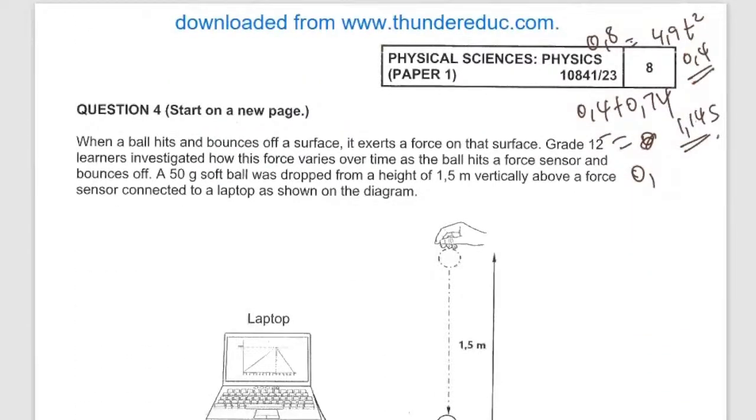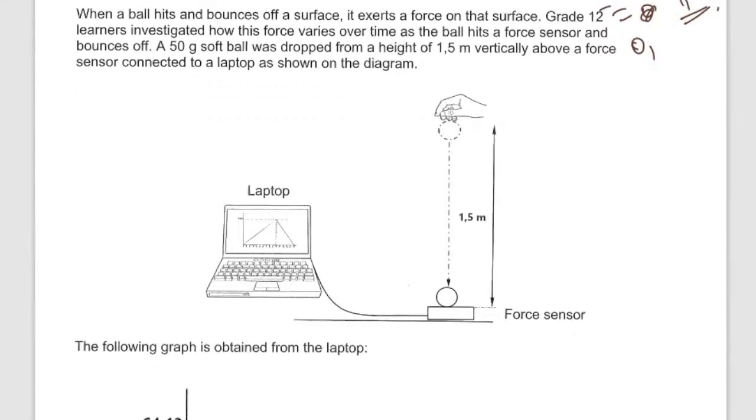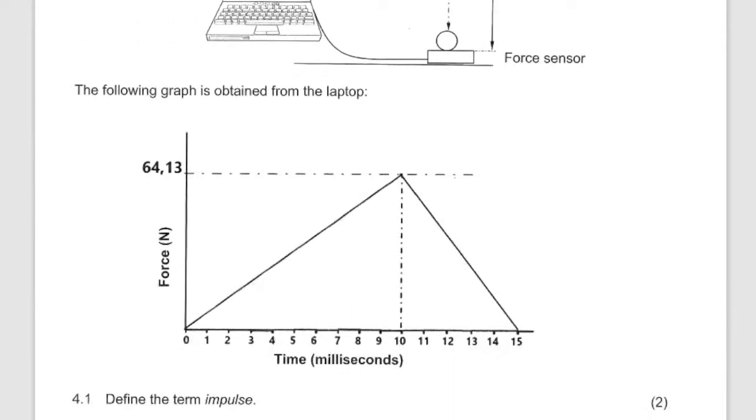Then question number 4. When a ball hits and bounces off a surface, it exerts a force on the surface. So some group of learners investigated how this force varies over time as the ball hits the force sensor and bounces up. They used a 50 gram ball from a height of 1.5 meters vertically above the sensor, and the following graph is derived. And then the first question comes: define impulse.